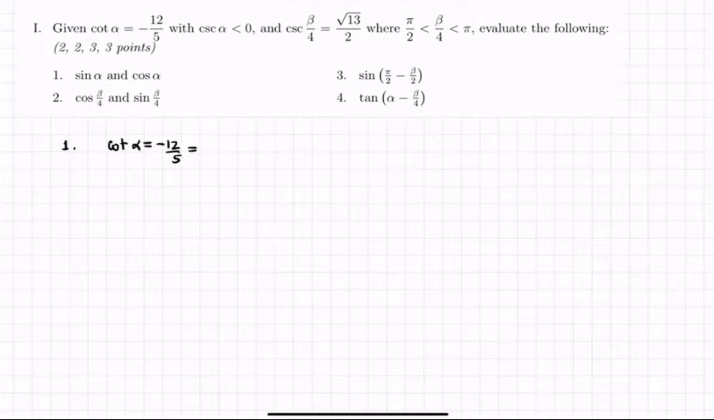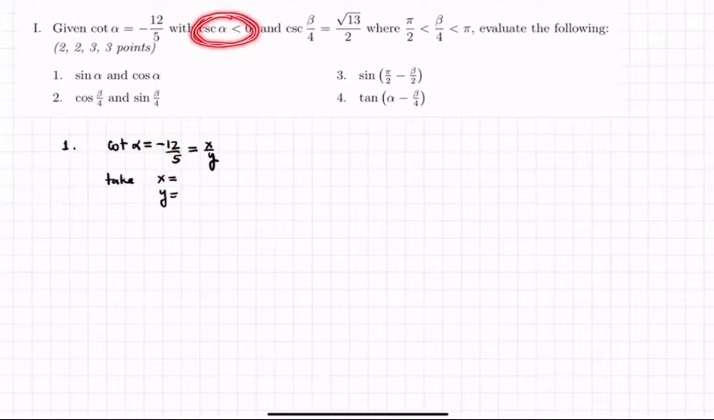Okay, but we know that cotangent is x over y. So you can take, ito yung kailangan careful, no? Kasi we have a negative sign. So, it's possible na x is negative 12, y is 5, or x is 12 and y is negative 5. So, kanino natin ibibigay negative?